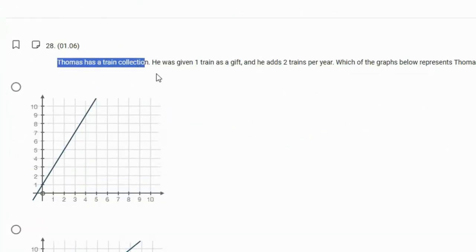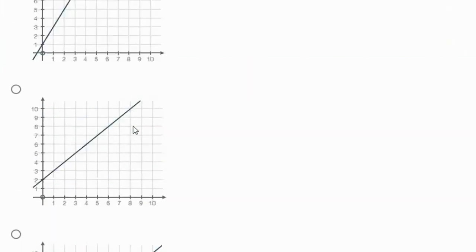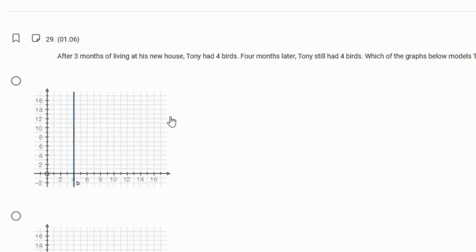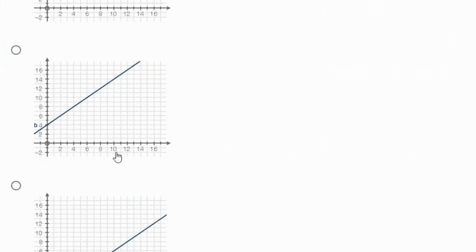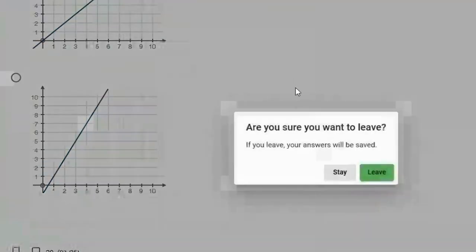Thomas has a train collection. He has given 1 train as a gift and adds 2 trains per year. Which one of these represents that situation? After 3 months of living in his new house, Tony's got 4 birds. 4 months later, he still has 4 birds. Which graph shows that? Probably not one of the ones that shows it increasing. And that's all of the questions on there.